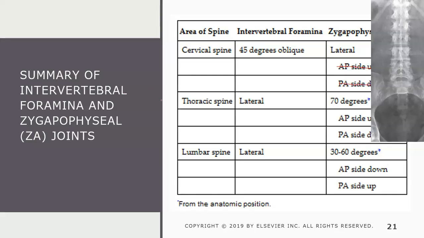Now, when we go down to the thoracic, the intervertebral foramina are seen in the lateral position, as well as with the lumbar. The thoracic and lumbar are the same on the intervertebral foramina, and the cervical is the opposite, at 45. So imagine looking at a lateral T-spine or a lateral lumbar, you'll see the intervertebral foramina looking at you. Visualize it.